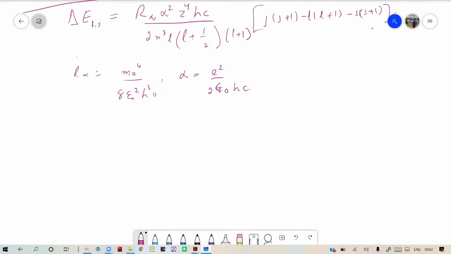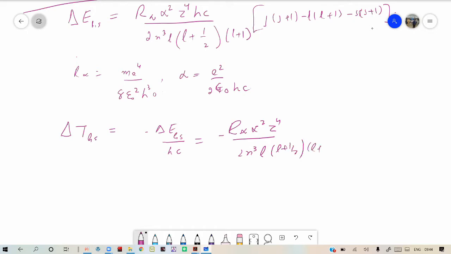Then we calculated the term shift, actually delta T LS, which is nothing but a shift in the energy. It was minus R infinity alpha square Z4 divided by 2 n cube l into l plus 1 half. Then it is the same term.